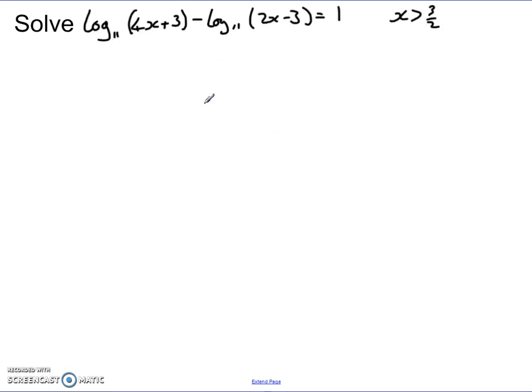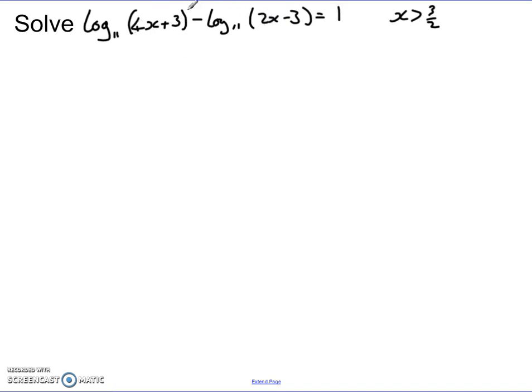Here's another example for you then. Up the complexity a touch. Log to the base 11 of 4x plus 3, take away log to the base 11 of 2x minus 3 equals 1. So we've got a constant on this side. This is where it comes into play, the key part I said in the last example: combine everything on one side, combine everything on the other, and then get rid of the logs.